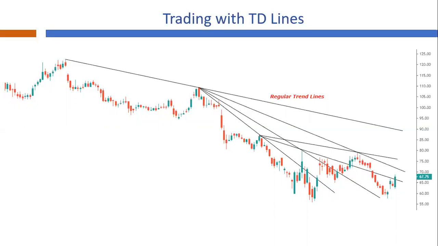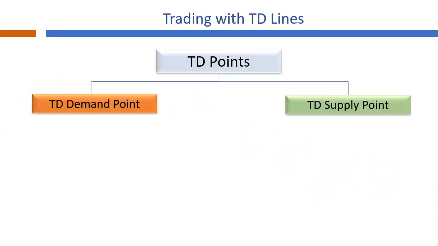Coming back to our TD line method, what Mr. DeMark did is he started with identifying pivot points, which he called TD points, and classified them into TD demand and TD supply points. So the first step for drawing TD lines starts with identifying valid TD points. Let us see how the same looks. Now you can see I have marked a couple of points as TD demand and TD supply points.